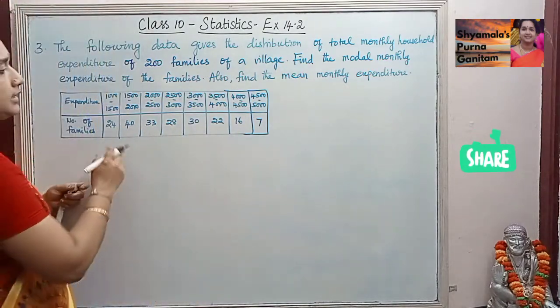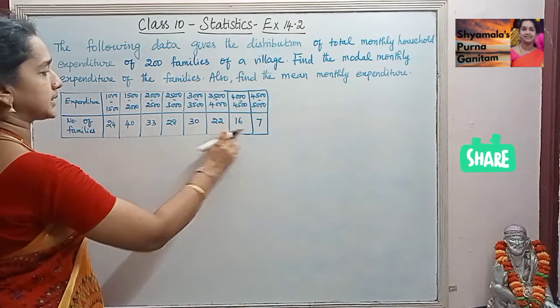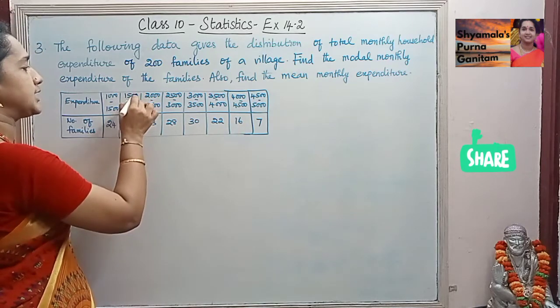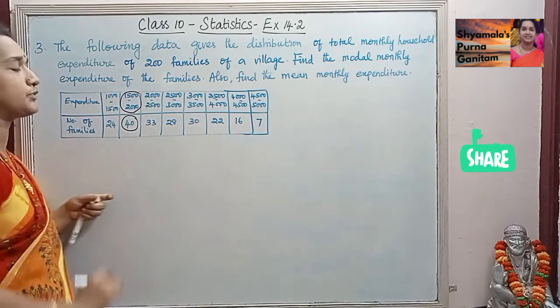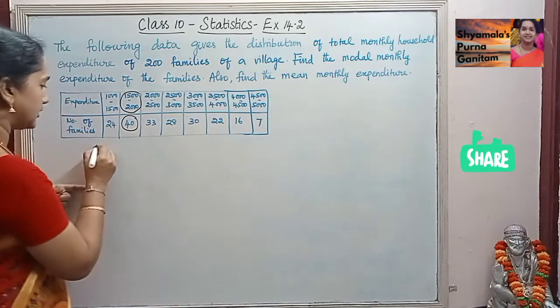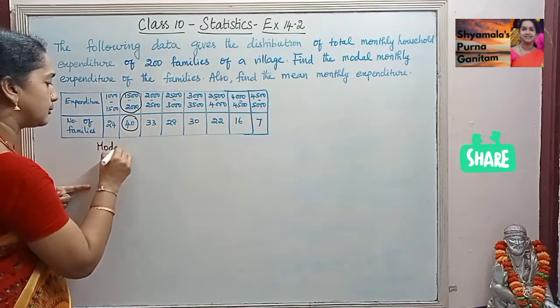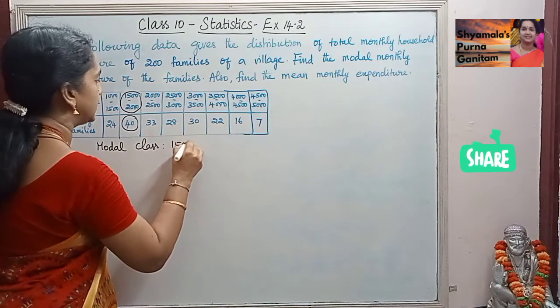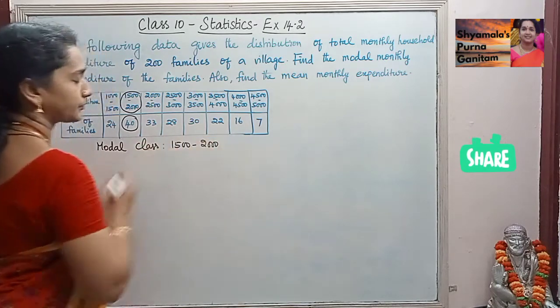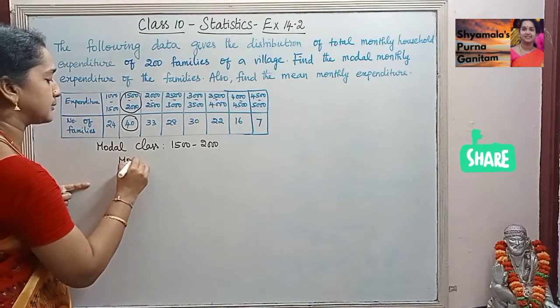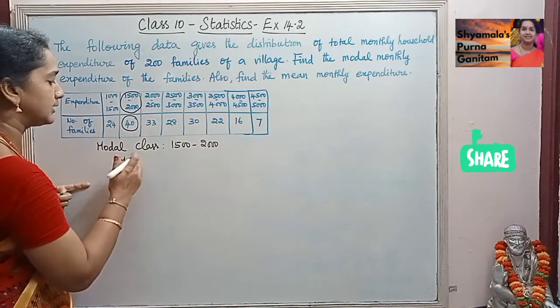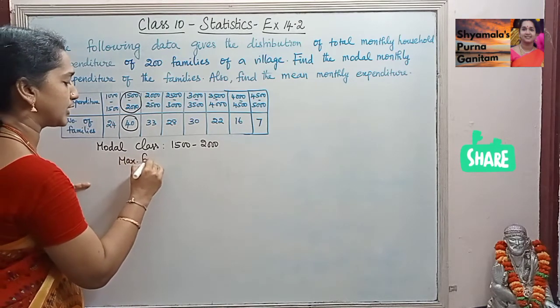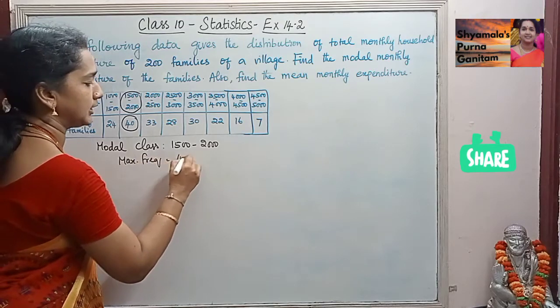Here the maximum frequency is 40. So the modal class is 1500 to 2000. So first we will start with that. The modal class is 1500 to 2000. The mode is based on the maximum frequency, which is 40 here.